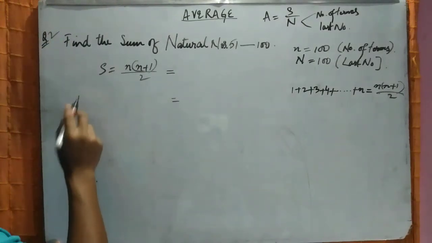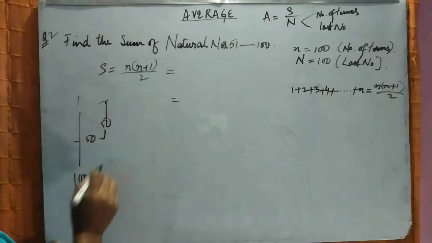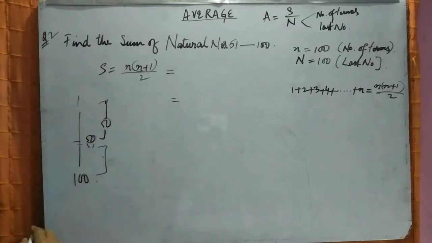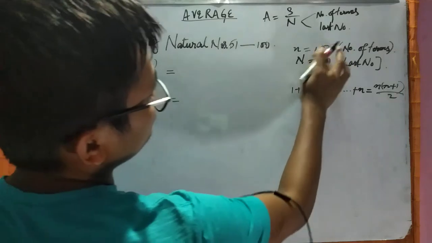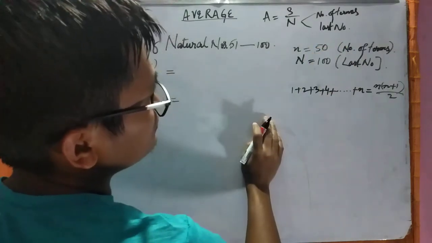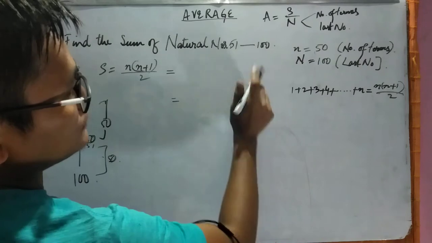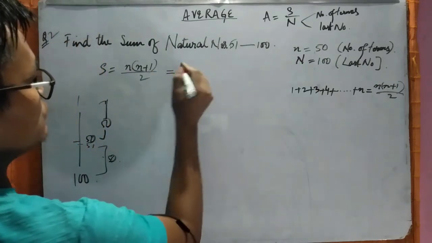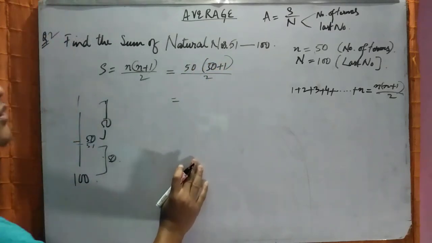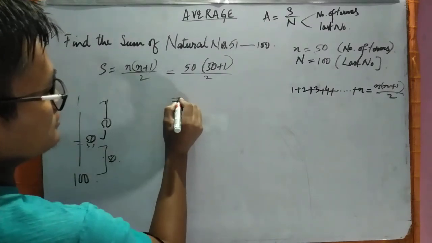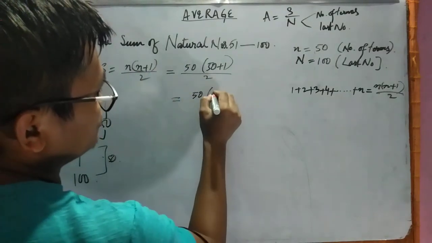From 1 to 100 there are 100 terms, and from 1 to 50 there are 50 terms, so 51 to 100 also has 50 terms. So small n is 50, and the last number is 100. Applying the formula gives 50 times (50 plus 1) divided by 2, that is 51 divided by 2.